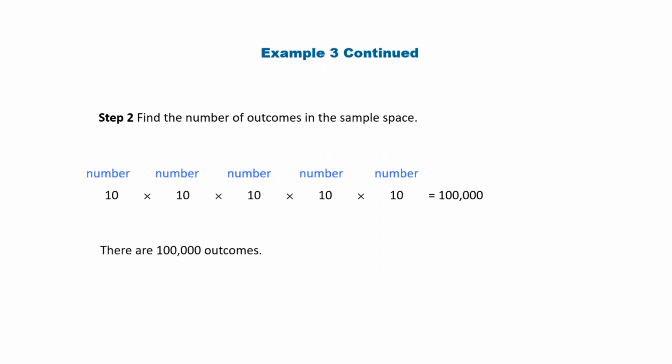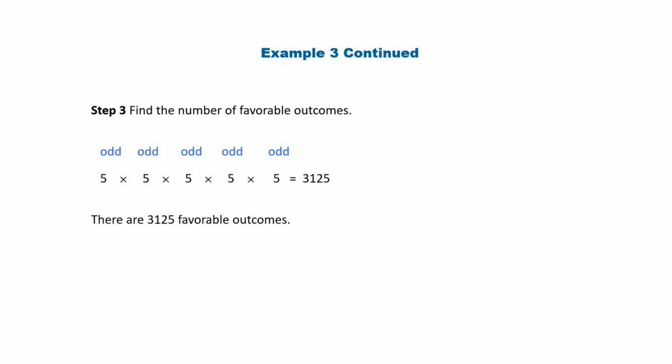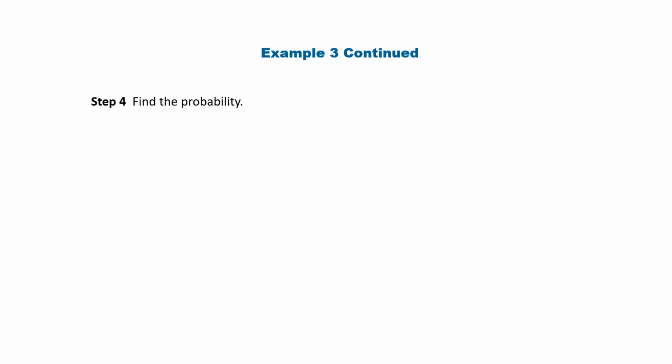So now that we know the number of outcomes, now we can figure out our answer to the question about it all being odd numbers. Okay, so now we need to find the favorable outcomes. And we have 5 numbers and we want odd, and there are actually 5 odd numbers that it could be on each one. So we have 3,125 favorable outcomes.